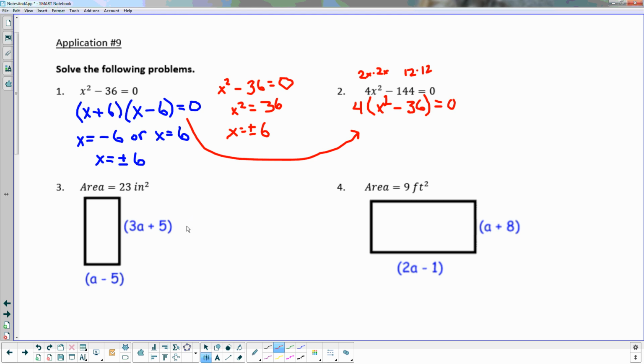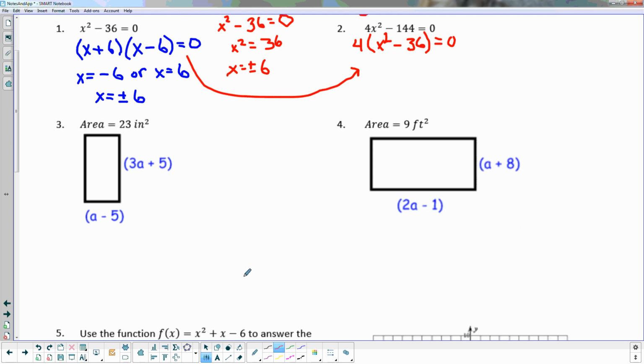Okay, let's look at the next one. What I want to do here is number 3 and have you do number 4, because these are definitely the harder problems. These are some real application problems when it comes to solving our equations by factoring.